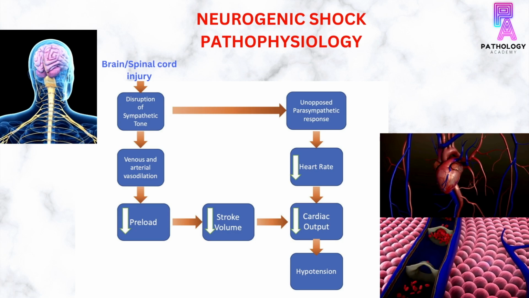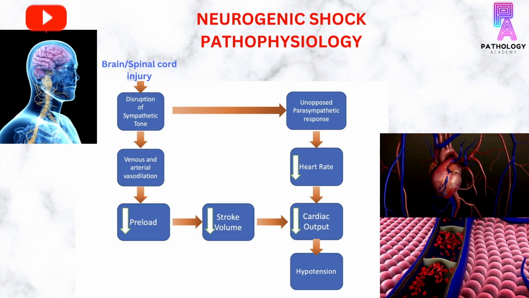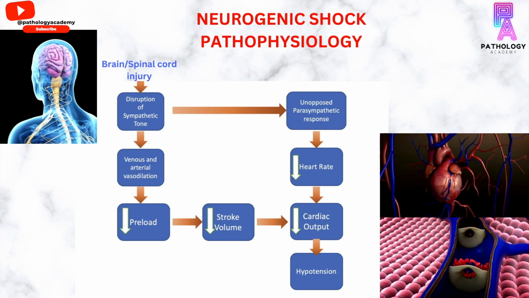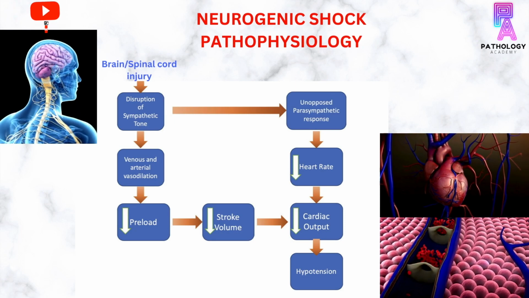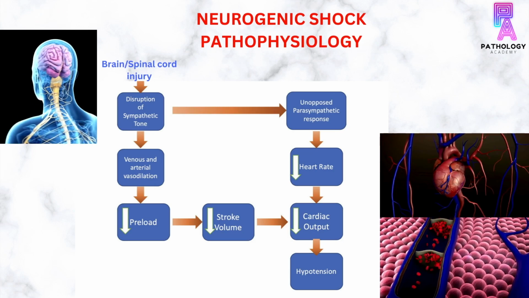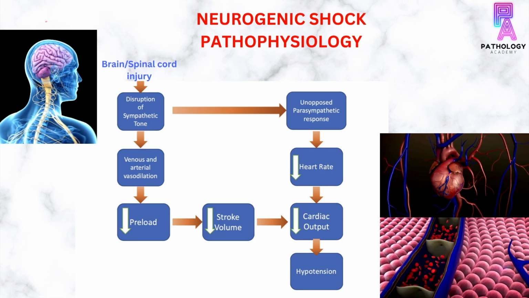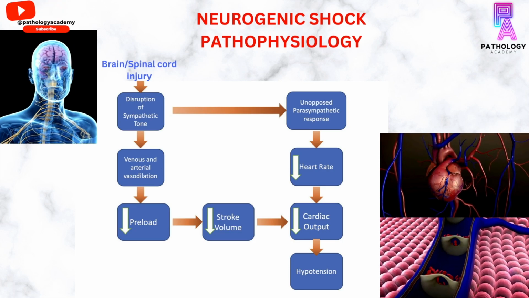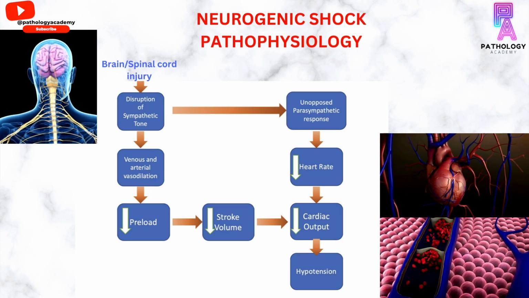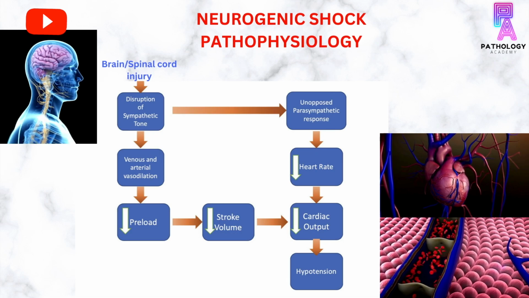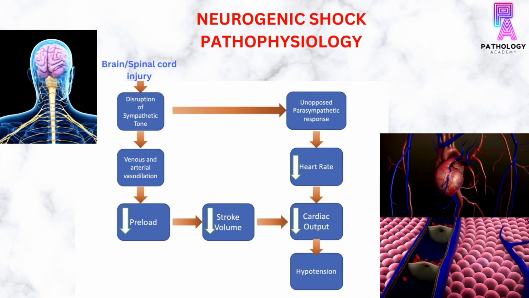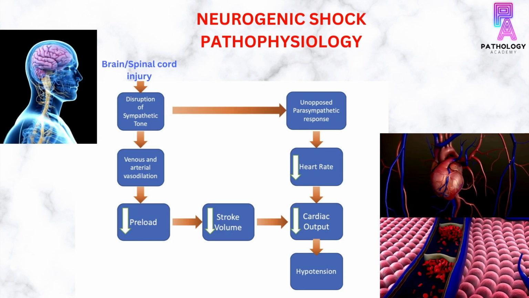Coming to the pathophysiology of neurogenic shock, because of injury in the brain or spinal cord, there is disruption of the sympathetic tone, which will lead to venous and arterial vasodilatation and cause decreased venous return and decreased preload. This will further lead to a decrease in the stroke volume and a decrease in the cardiac output. Because of the unopposed parasympathetic response, the heart rate is also slowed, and this will further decrease the cardiac output. So the combined effect will be a drop in the blood pressure.